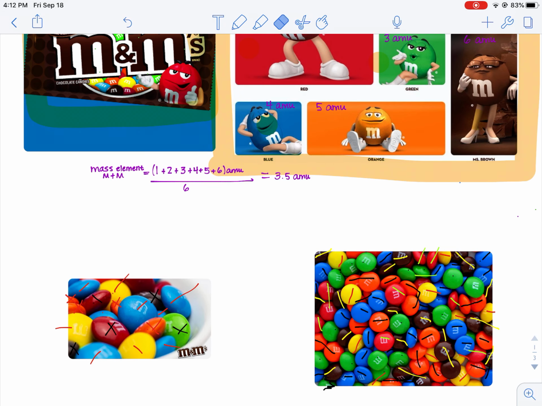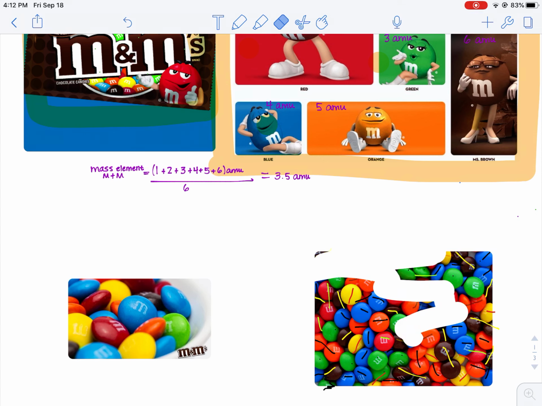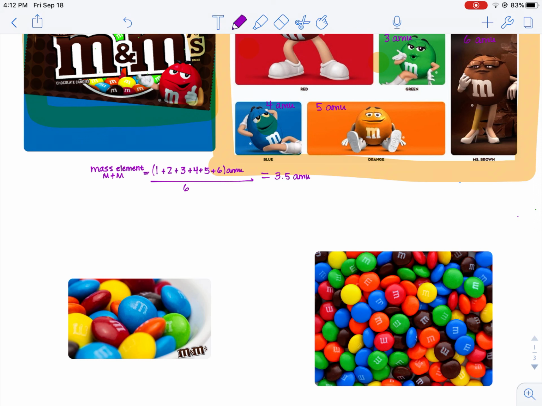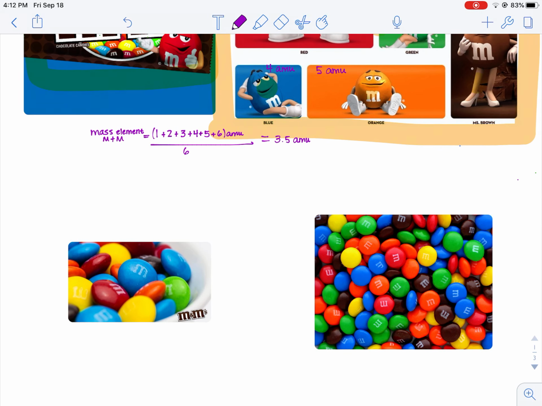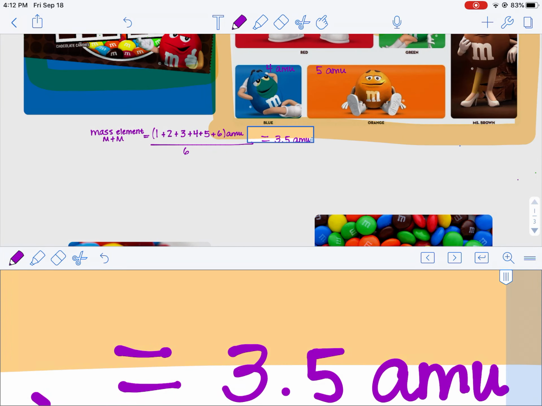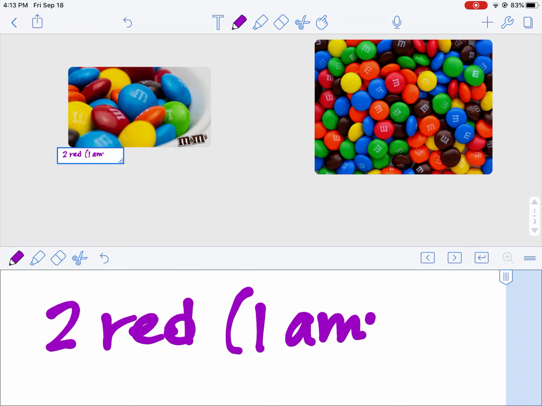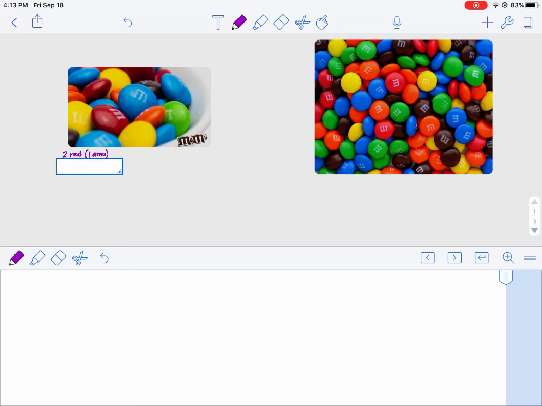All right, let's see if that concept holds true as I look at these other samples. So that was me reaching into the bag and picking out the candies one by one. But now I pour some into a bowl. And when I look here, I can see that there are 2 red in this bowl. And I know that my reds weigh 1 AMU. And I can count 7 blue.